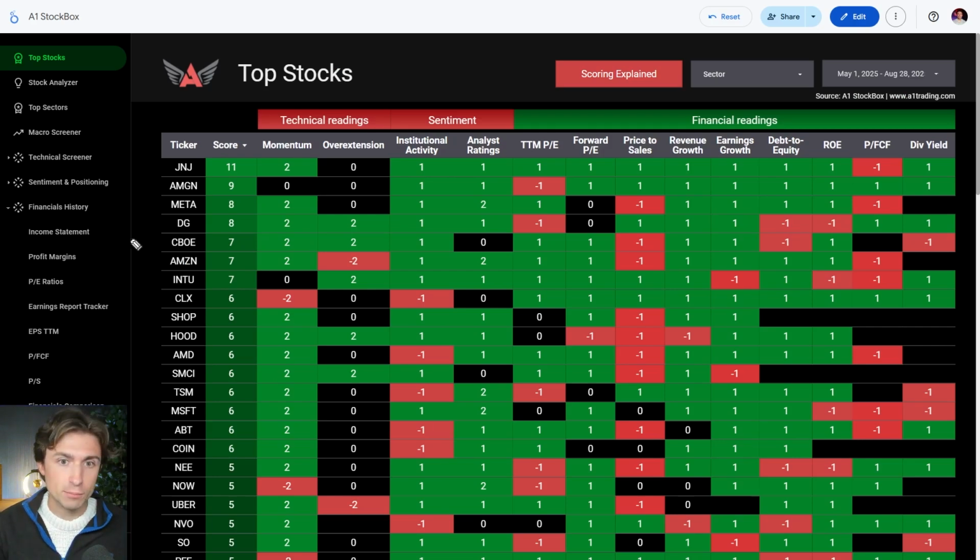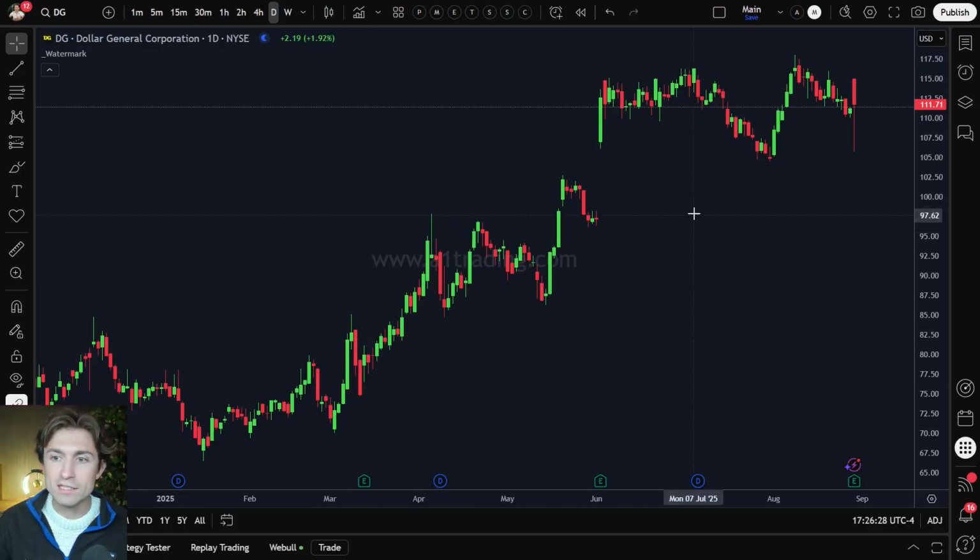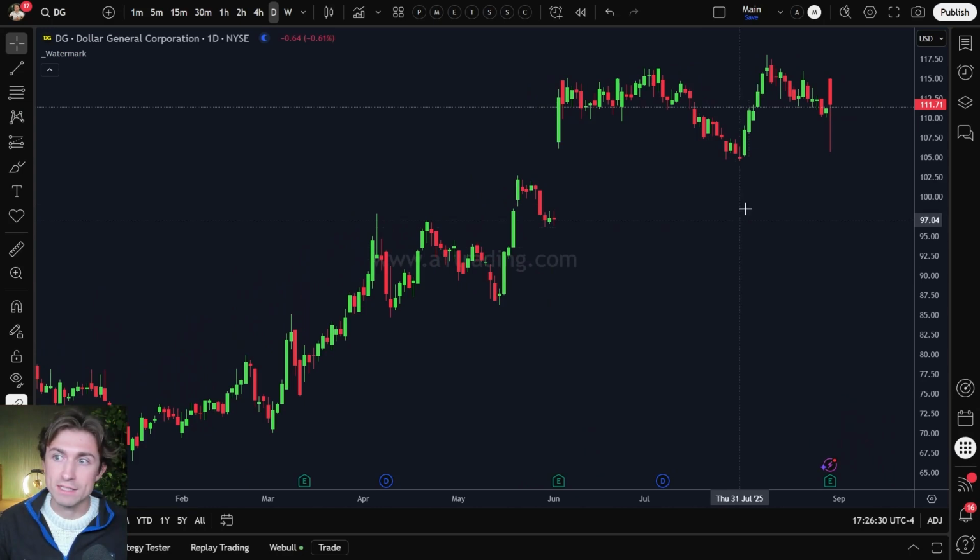Let's do another example. DG is getting an overall score of +8. And what's really interesting here is that we're getting both a strong momentum and an overextension to the downside reading in combination with financials that look relatively attractive relative to 3-year averages and sentiment that also looks good. The stock is clearly in a nice upward trend in recent times. And with a pullback, this might actually be a nice entry for me.